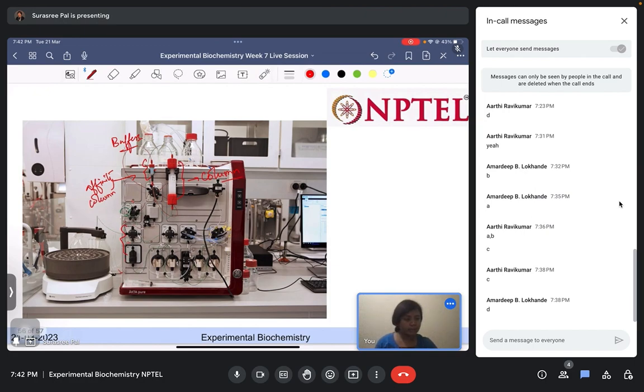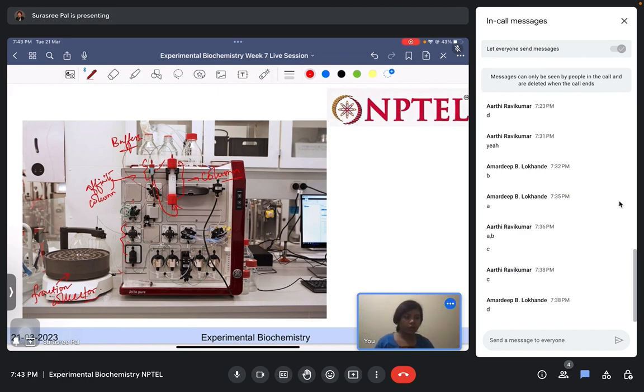So first the protein is being purified by this affinity column, then it is taken to the size exclusion column, or it can be an ion exchange column like that. And this is called a fraction collector, where the protein, when it is eluting out, is collected in fractions. This fraction collector rotates and keeps on collecting a particular volume of the fraction of the eluent.